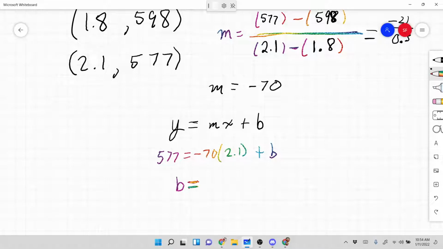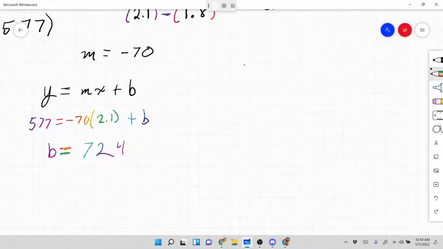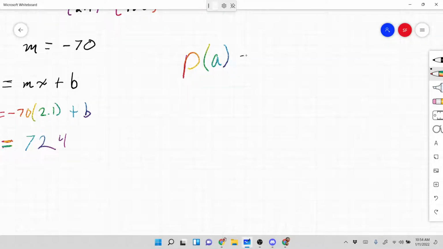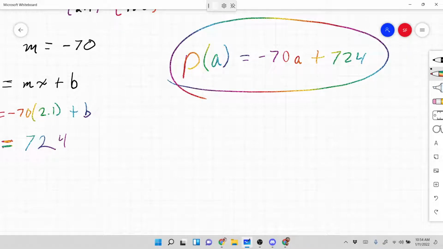Focus, dude. Focus. b is going to equal 724. Yep. 724. So the answer to part A is P of A equals negative 70A plus 724, right? Yep. Totally understand.